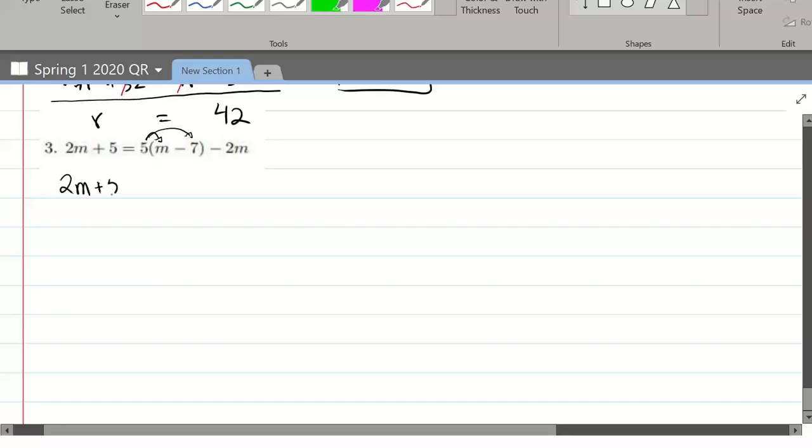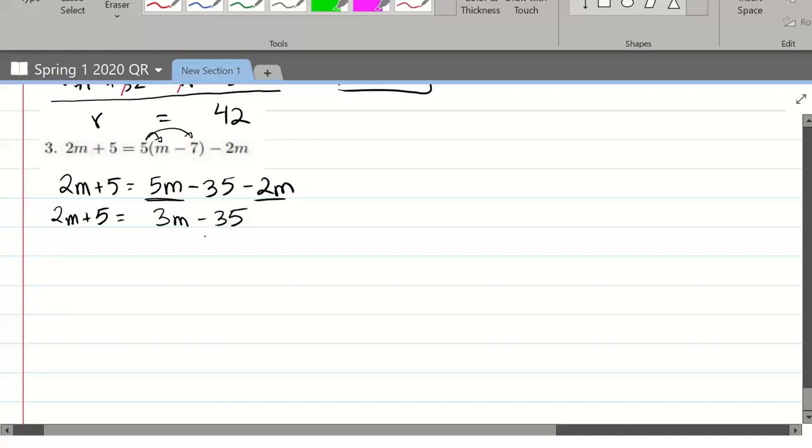2m plus 5 equals 5 times m gives us 5m. 5 times 7 gives us minus 35 minus 2m, right? So let's start combining some terms, right? We're going to leave the left hand side the way it is for now, right? Because we see 2m's on the right hand side. 5m minus 2m gives us 3m, right? 5 minus 2 is 3, minus 35.